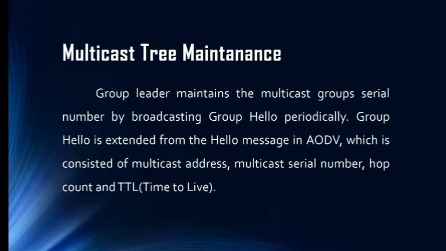The hello is a message like a broadcast message. In AODV, the group hello consists of destination, next hop, number of hops, metric, sequence number for destination, active neighbors for this route, and expiry time for route table entry. And in this multicast version, this hello message is extended with some additional information like multicast address, multicast serial number, hop count and TTL.